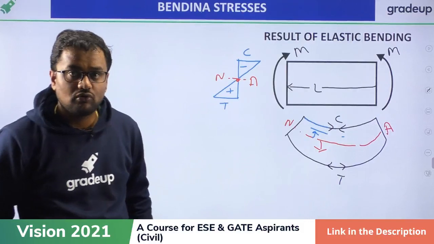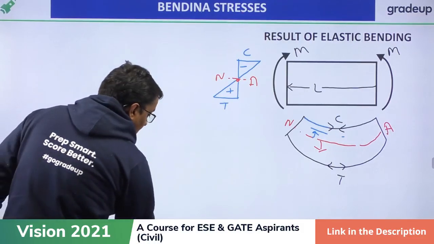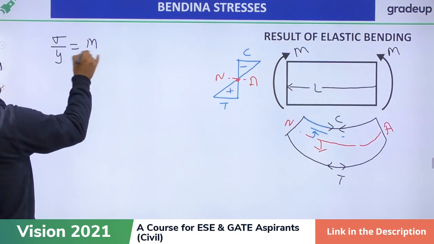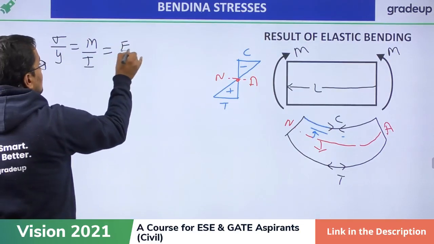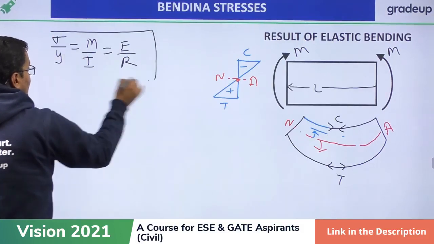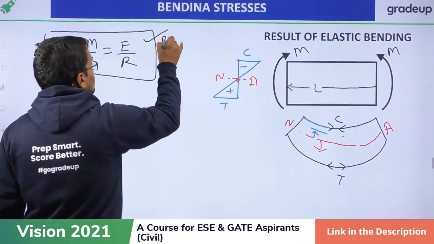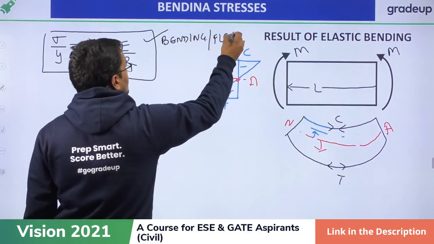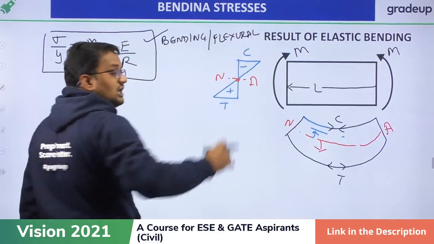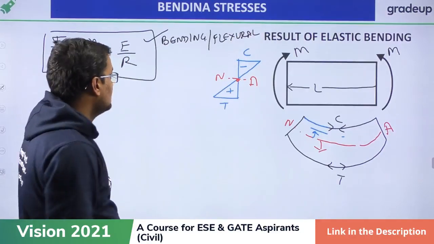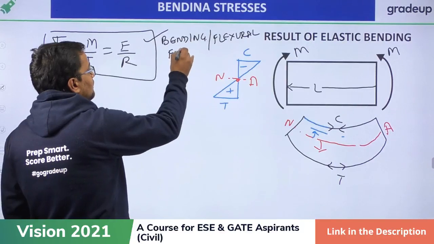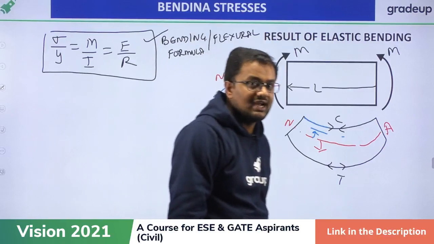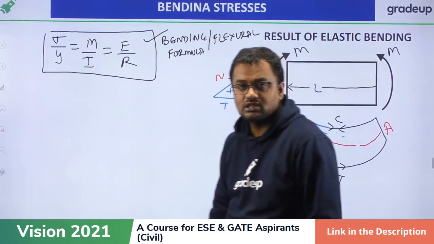My dear friends, now listen. We have a formula in this, and that formula is sigma by y is equal to M by I is equal to E by R. And this formula is called the bending formula, or the flexure formula. Flexure means bending. Flexure is a synonym of bending. So bending formula or flexural formula. My dear friends, now what is this formula? If you understand this formula now, then every concept will be clear.